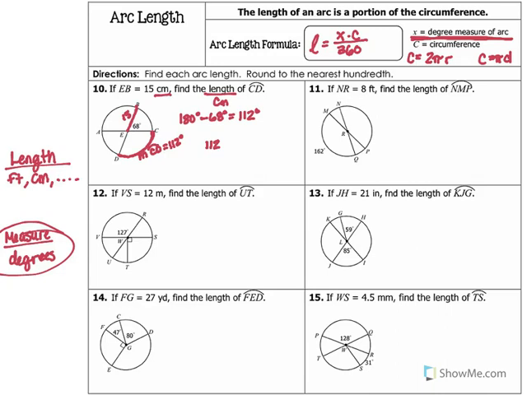Now we need our circumference, and circumference is 2 pi r. We get that from up here. So 2 times our radius is going to be 30, and then we are going to have pi. And this is multiplied in our equation, and then divided by 360.